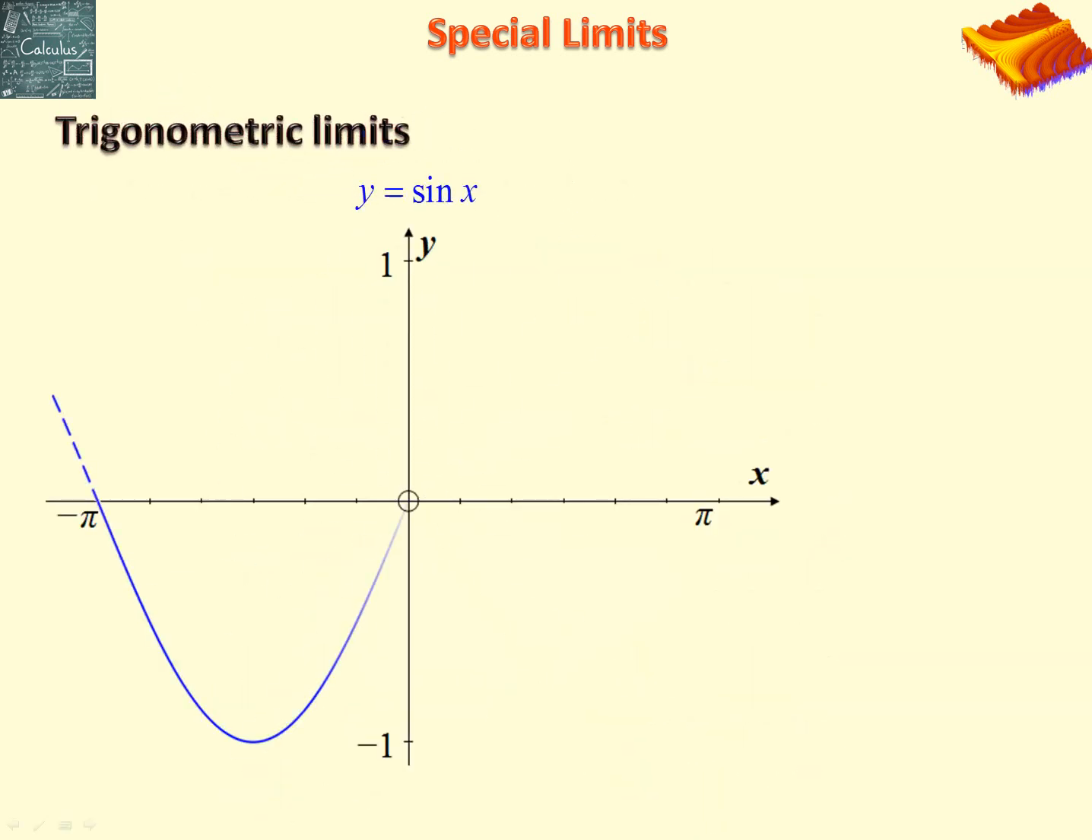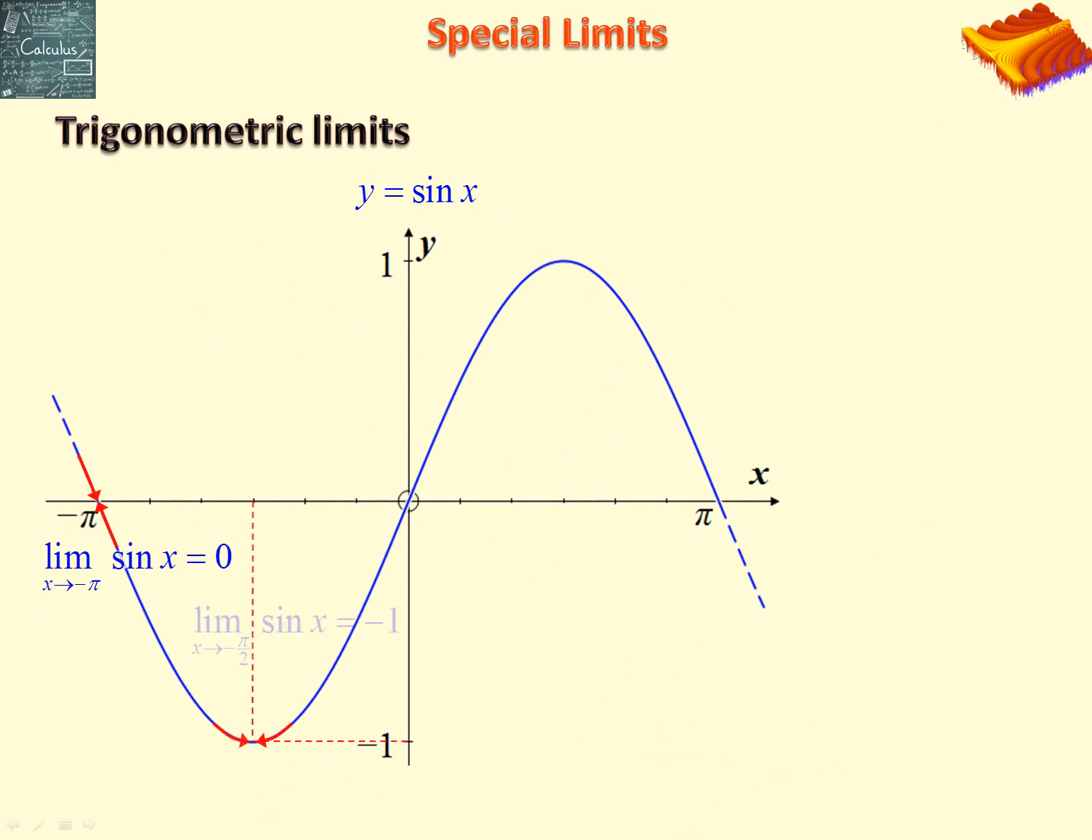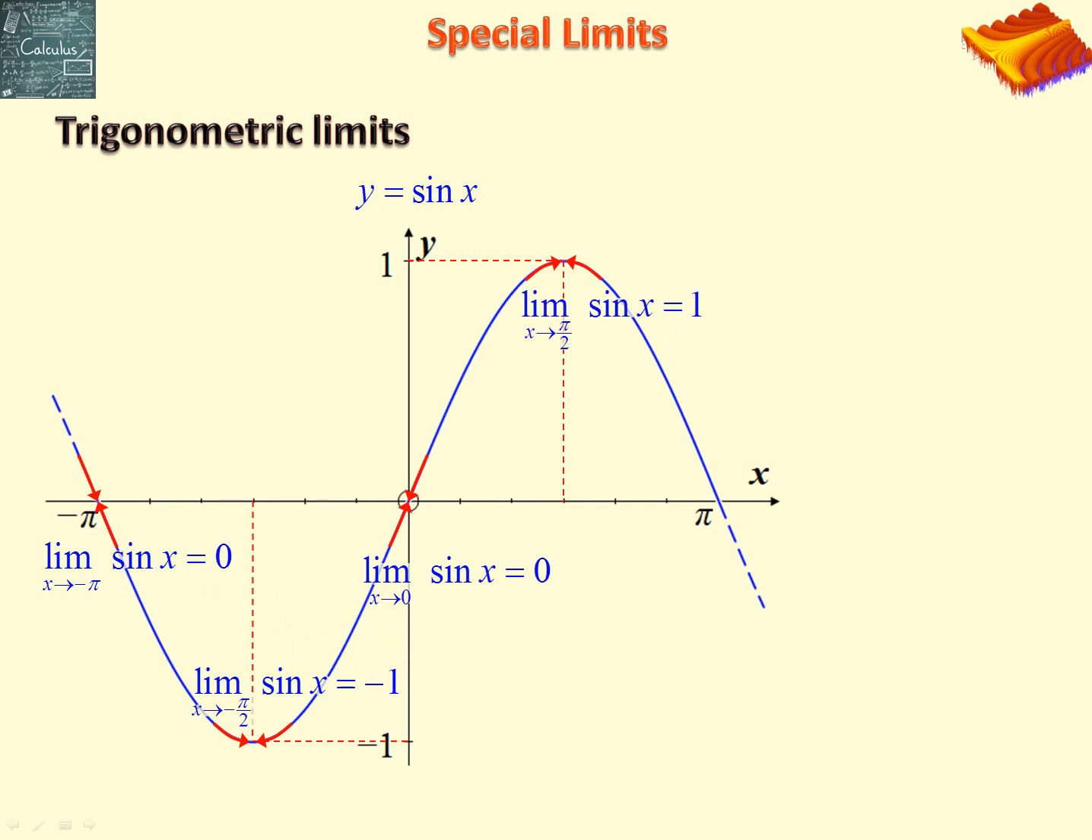Let's have a look at trigonometric limits. First of all, the straightforward values, y equals sine of x, so the limit of sine of x as x tends to negative pi is 0. You can see it from the graph. Negative pi by 2, the limit is negative 1. Those are all ones that can be determined by substitution, in fact, too.